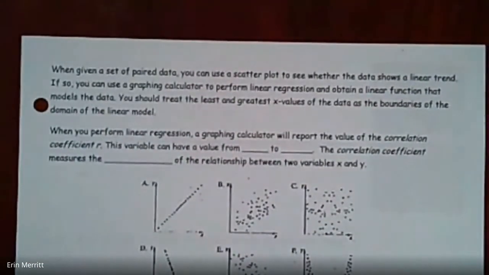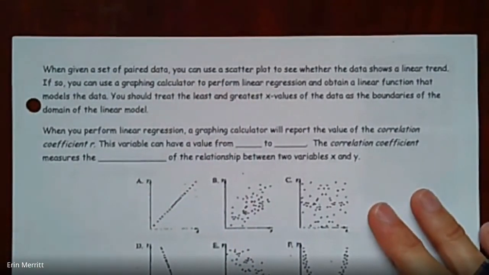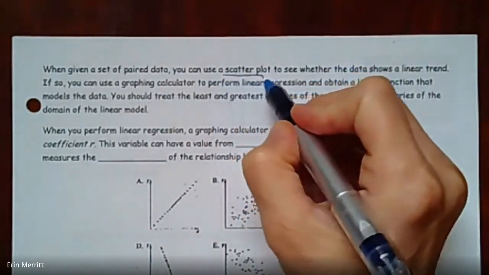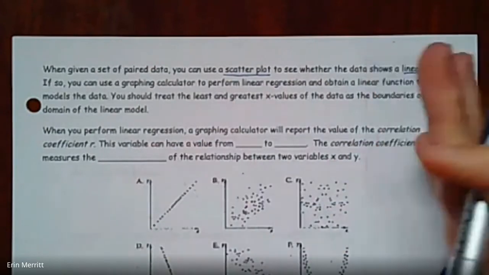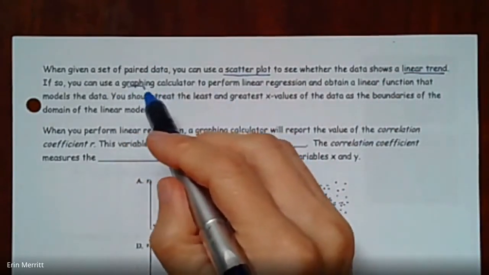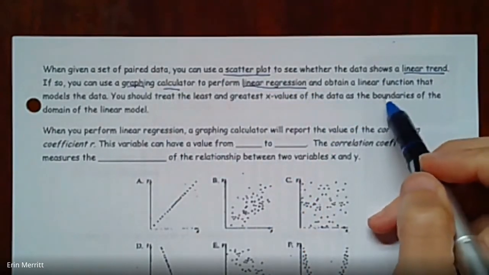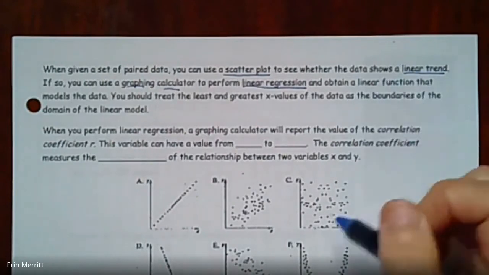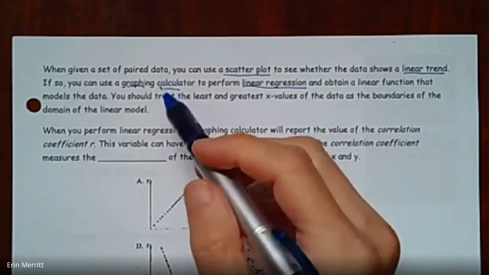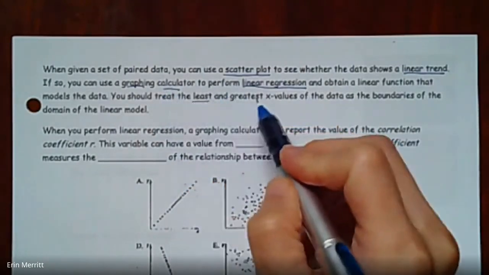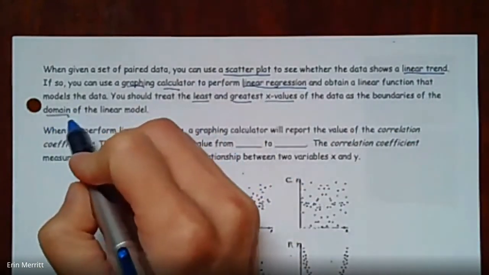This here, when it's saying when given a set of paired data, so like X's and Y's, those pairs, saying you can use a scatter plot to see whether the data shows a linear trend. So like, do you see a line emerging from it? If so, you can use your graphing calculator to perform a linear regression and obtain a linear function that models the data. So the calculator will create the equation for you versus like what we just did where we created it ourselves. It's saying you should treat the least and greatest X values of the data as the boundaries of the domain of the linear model.